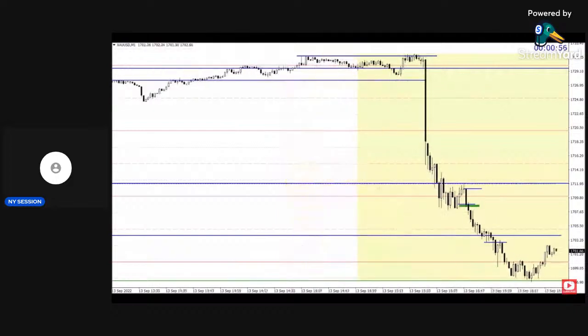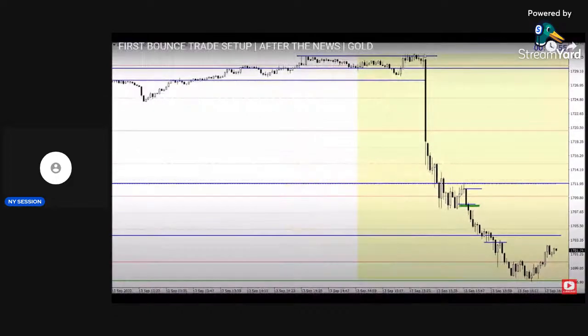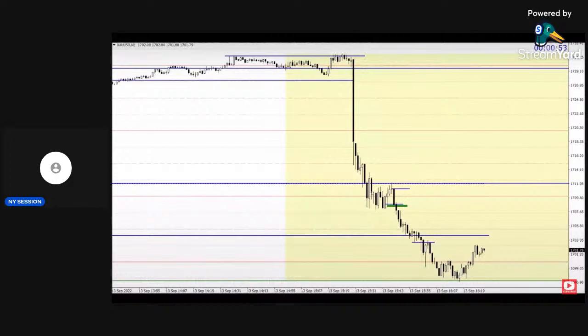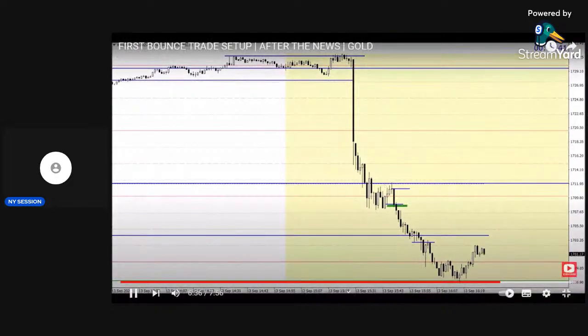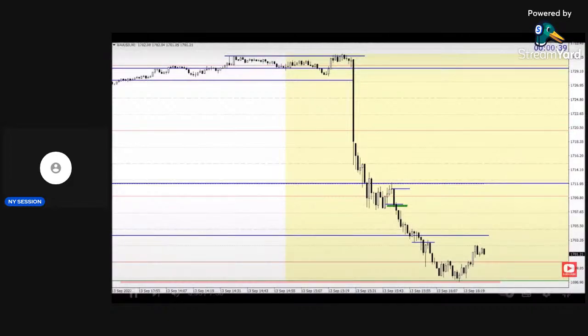First bounce after the news. So traders trade the news. There may have been traders who said this is going down, I'm going to sell high. There may be traders who are trying to counter trend this, thinking that this is an uptrend on the 15-minute, to go long. I have no thoughts whatsoever regarding that. I am only looking for a first bounce opportunity.